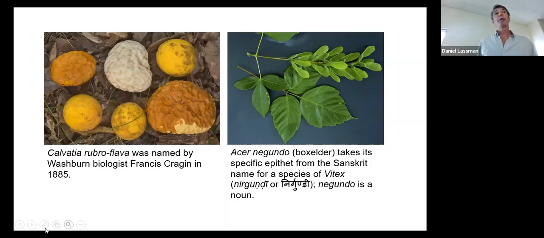And our example on the right, a box elder, which is actually a maple, is in the genus Acer, but its specific epithet is negundo, which is actually a noun taken from a Sanskrit word. Any Sanskrit readers in the audience? I put it in just in case you want to check my work. So negundo is actually a noun. So this is the Acer that looks like negundo.